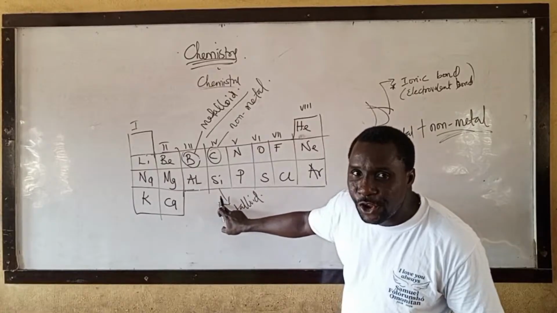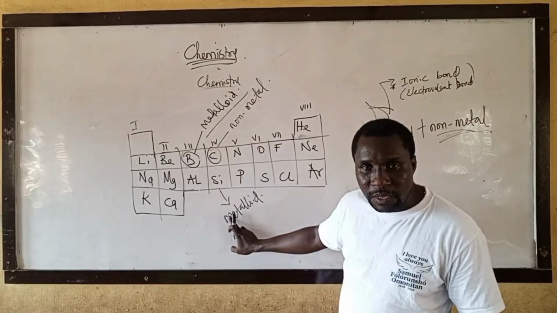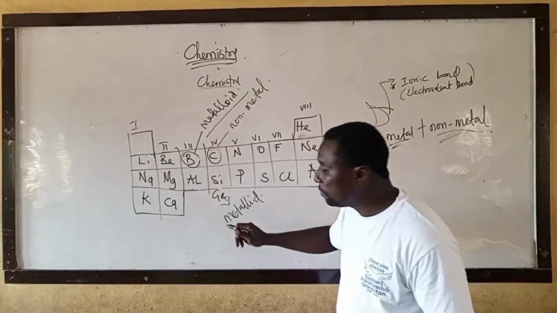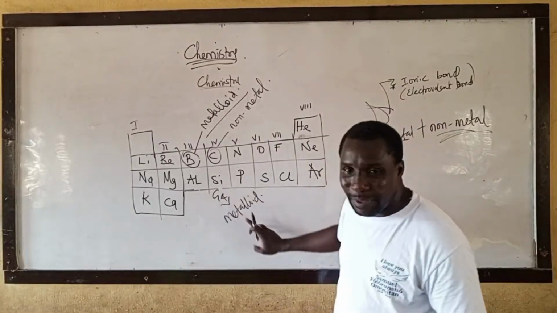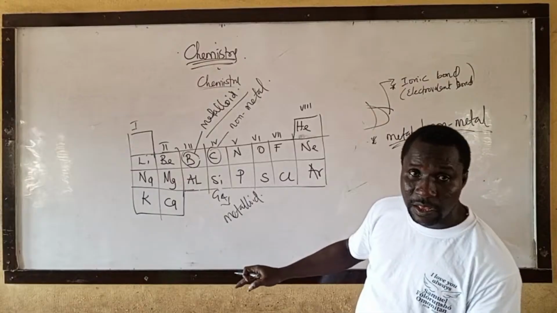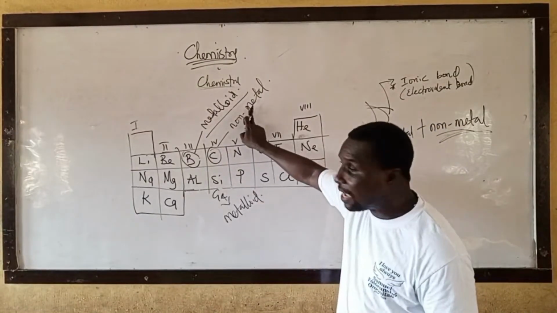Silicon and germanium are metalloids. Let me put germanium here, G. These two are metalloids. Then the other elements in group 4 are metals. Tin is a metal, lead is a metal. Take note of that. Carbon is a non-metal.